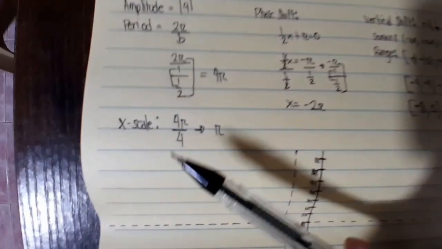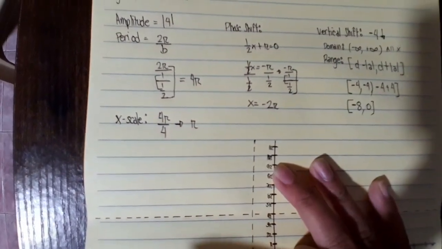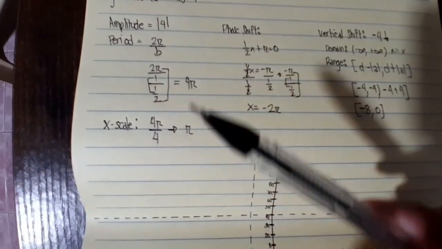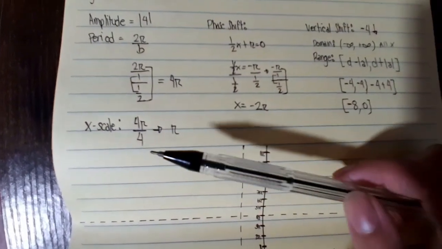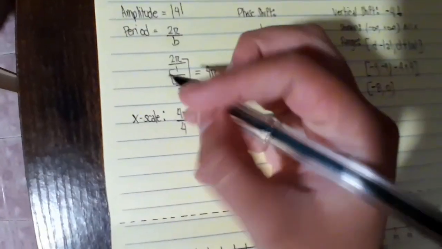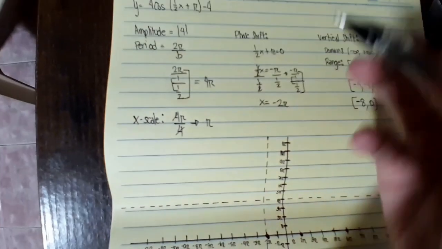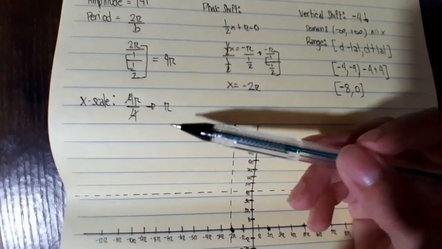Then, sa x-scale, para makuha natin yung x-scale, kunin natin yung nakuha nating value dun sa period, which is yung 4 pi, then divide natin siya sa 4. So, cancel out the 4, then ang makuha natin is si pi. So, x-scale natin is pi.